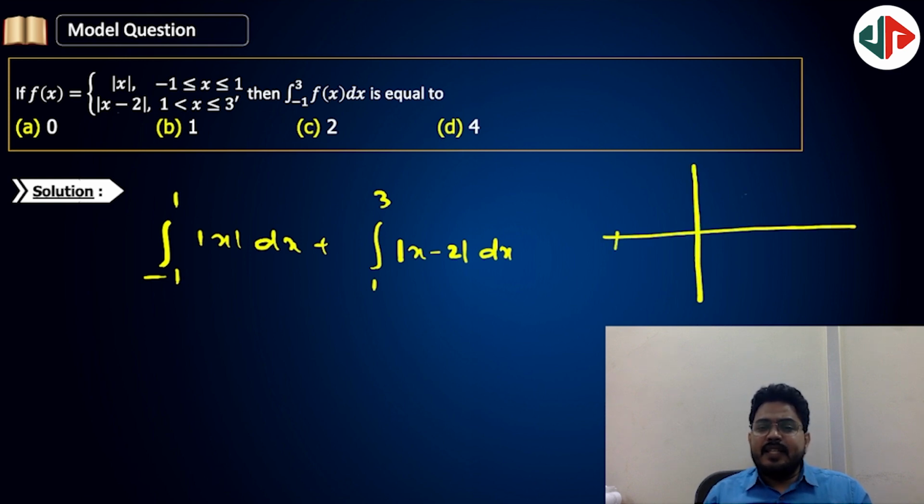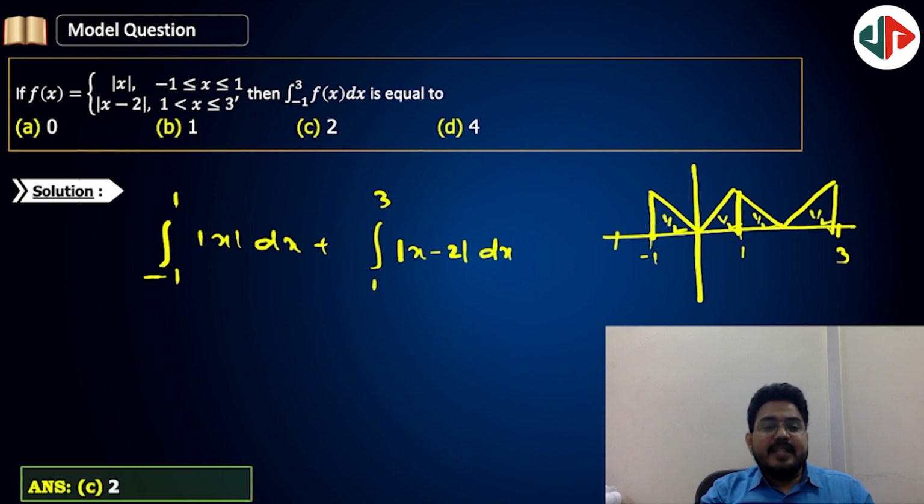Minus 1 is here, plus 1 is here, 3 is here. Mod x, right? Modulus of x minus 2. So this area is 1 by 2, this area is 1 by 2, 1 by 2, and this is 1 by 2. For four 1 by 2's, the answer is equal to 2. Definite integrals are nothing but areas only.